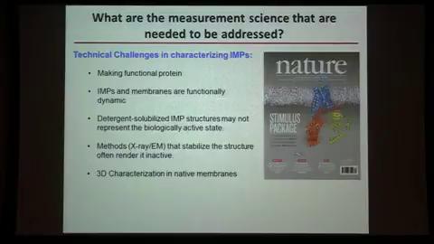So again, anybody who's worked with membrane proteins, this is not an unfamiliar list. The first issue is making functional protein. That's not something that we focused on, but I don't like to leave that away, because that's really critical to actually being able to enable studies of these kinds of proteins.